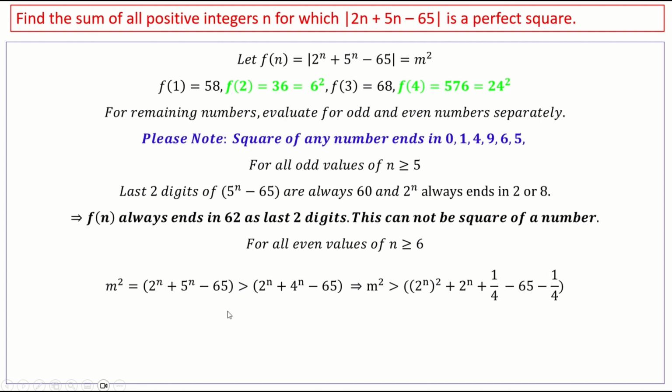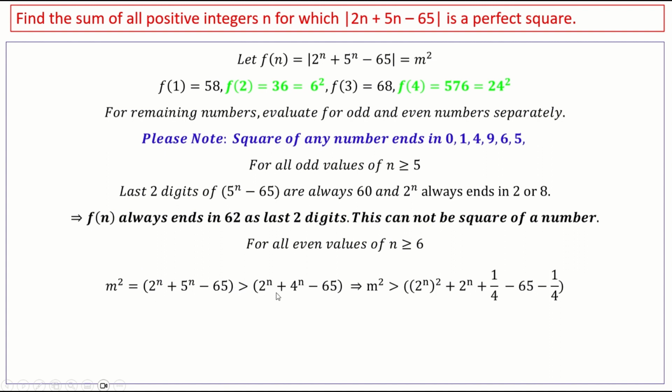I took this directly, not the absolute value. Why? Because if n is greater than or equal to 6, 2 power n plus 5 power n is always greater than 65. So this is a positive value already. Now this is m square, and I'm just trying to rewrite it.